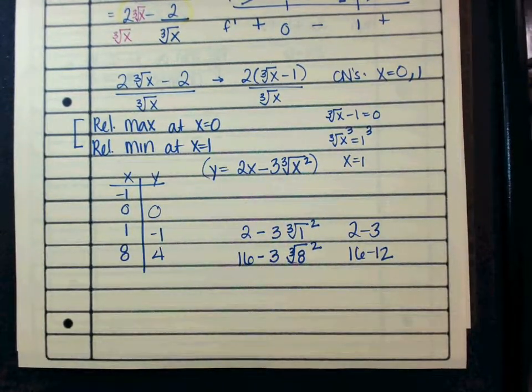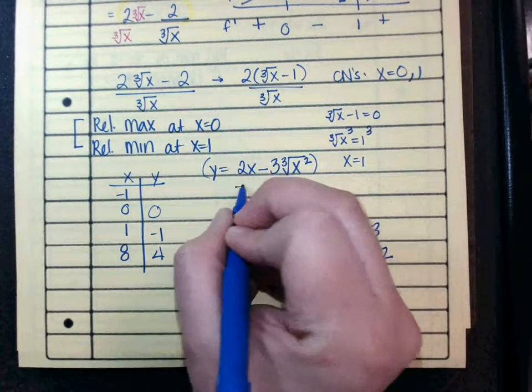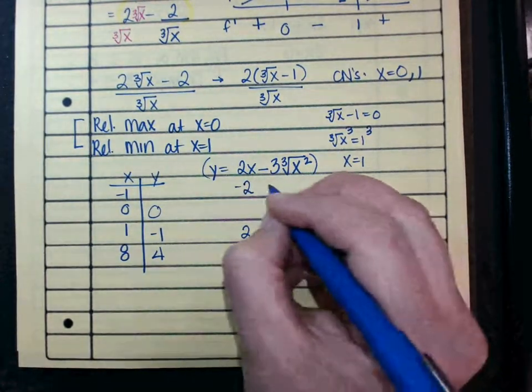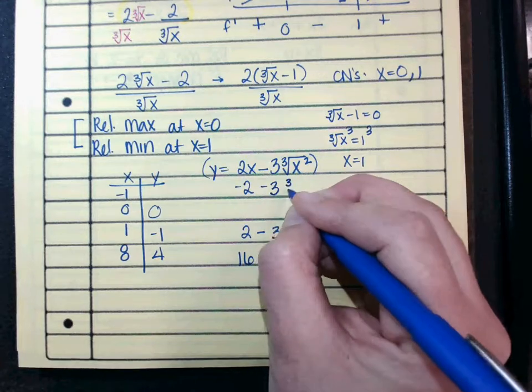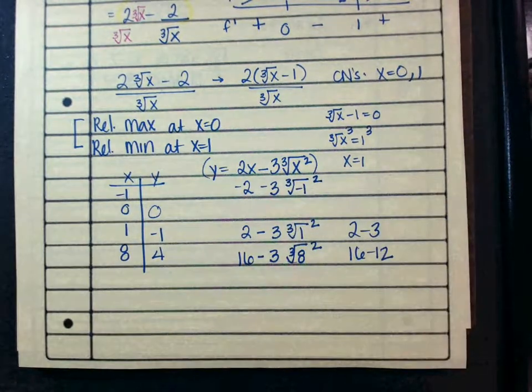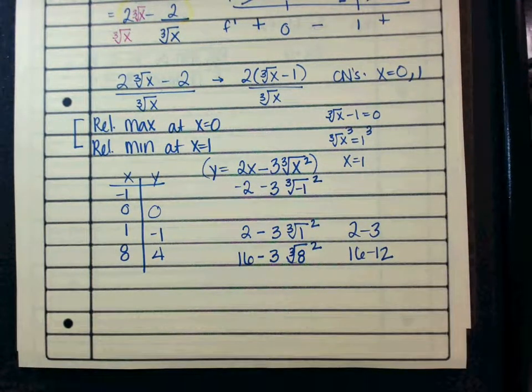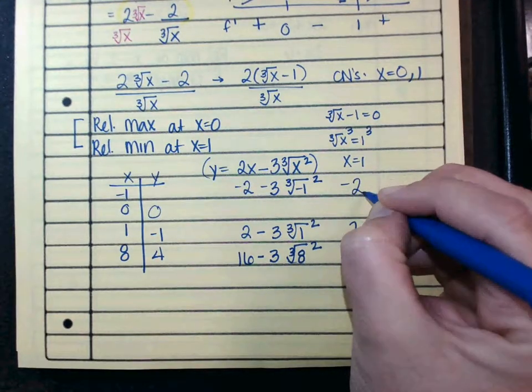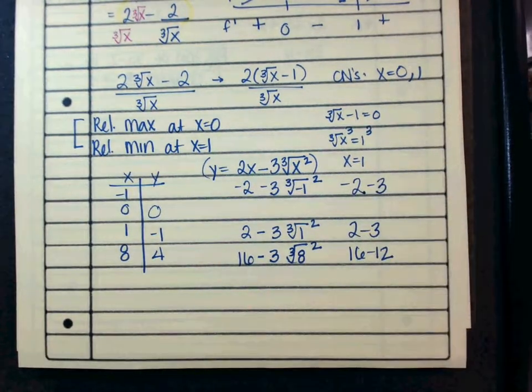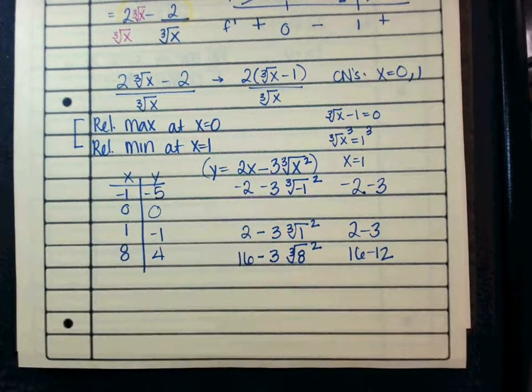Next we're plugging in negative 1. 2 times negative 1 is negative 2. Minus 3, and then this is the cubic root of negative 1 squared. What's the cubic root of negative 1? Still negative 1, but now square it. Now it's a positive 1. So I'd have negative 2 minus 3 more. What's that? Negative 5. And then out of those choices, you have to pick the absolute biggest y value and the absolute smallest y value, and those are your winners.